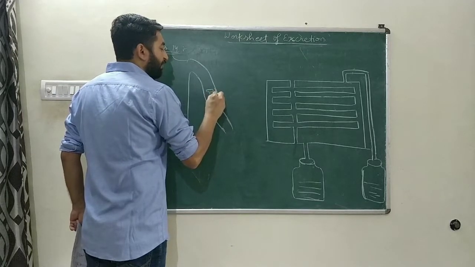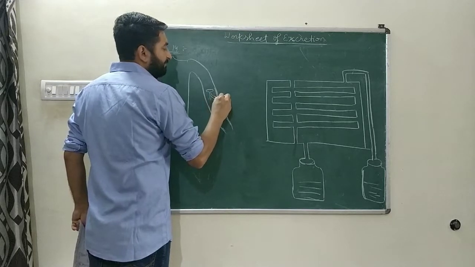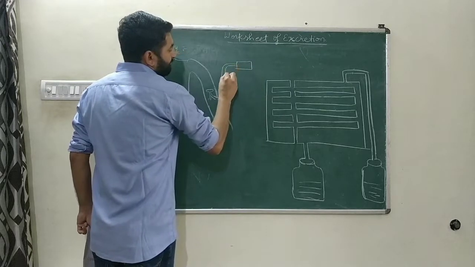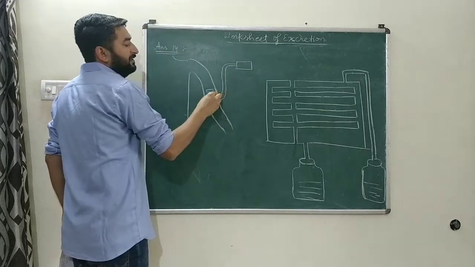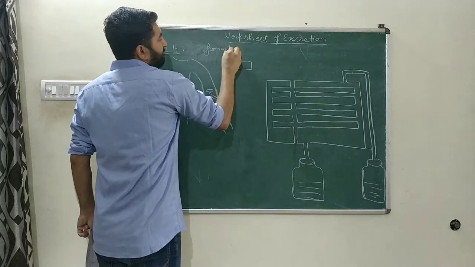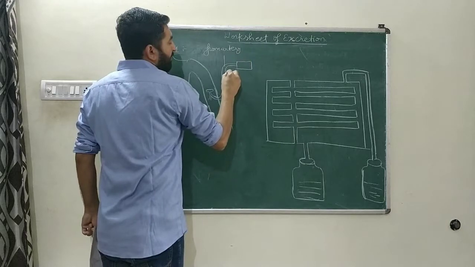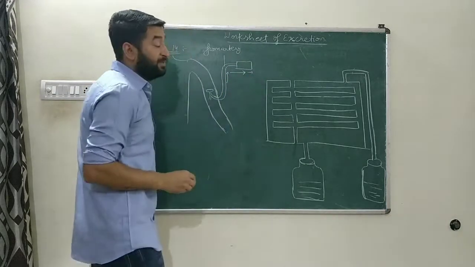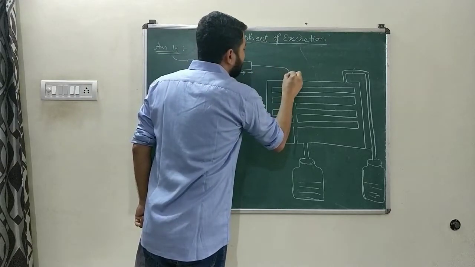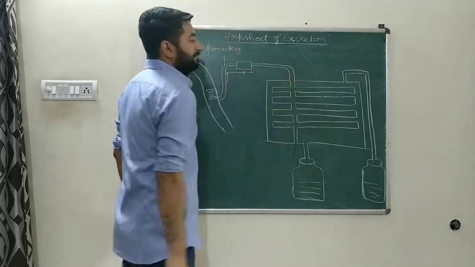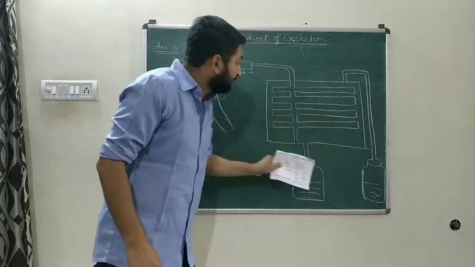We withdraw the blood from our artery by the help of a pump. So that vessel comes from the artery, and the impure blood is pumped by the help of this pump into the dialyzer. This setup is the dialyzer.